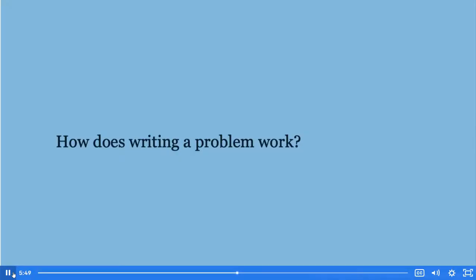Welcome back, friends. You've had an opportunity to identify problems in the text Gilberto and the Wind, and now we're going to think about this question. How does writing a problem work? So today, you will write about a problem using an illustration from Gilberto and the Wind.